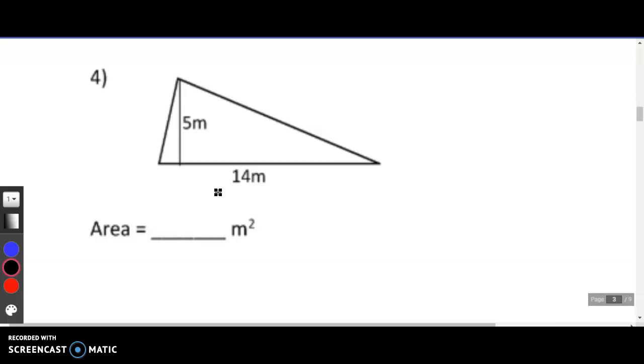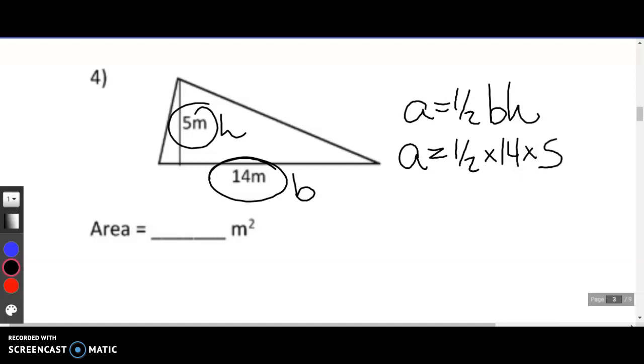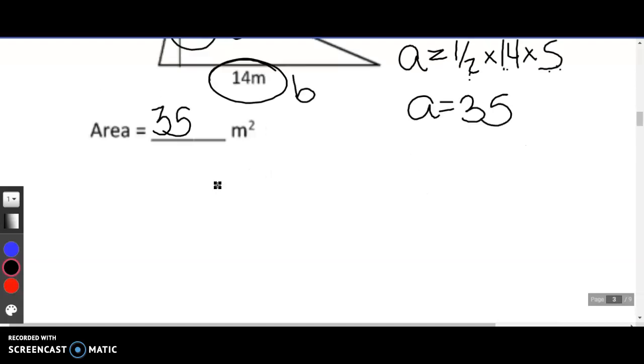Okay? So here, this is a triangle, so we're going to do half times base times height. This is our base, this is our height, so we're going to say the area is half times 14 times 5. You don't have to do it in this order. You could do half of 5 times 14. You could do half of 14 times 5. You could do 14 times 5 and then do half of that. Doesn't matter what order you do it in. In this case, half of 14 is easy because half of 14 is 7. And then 7 times 5 is 35. So the area is 35. So we would write 35 meters squared.